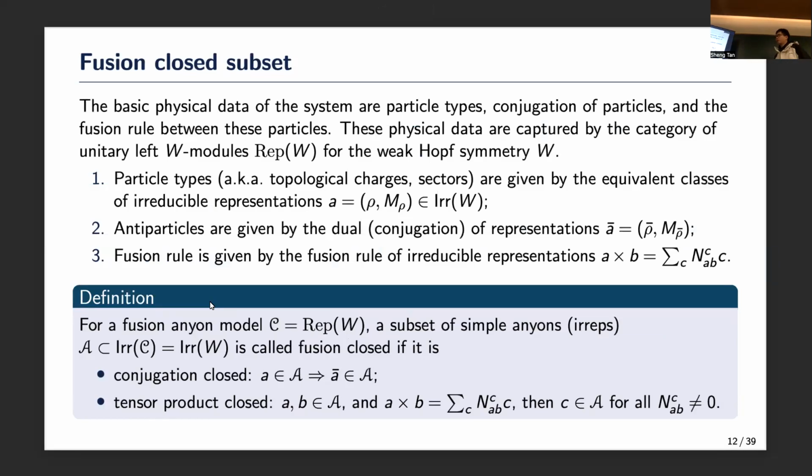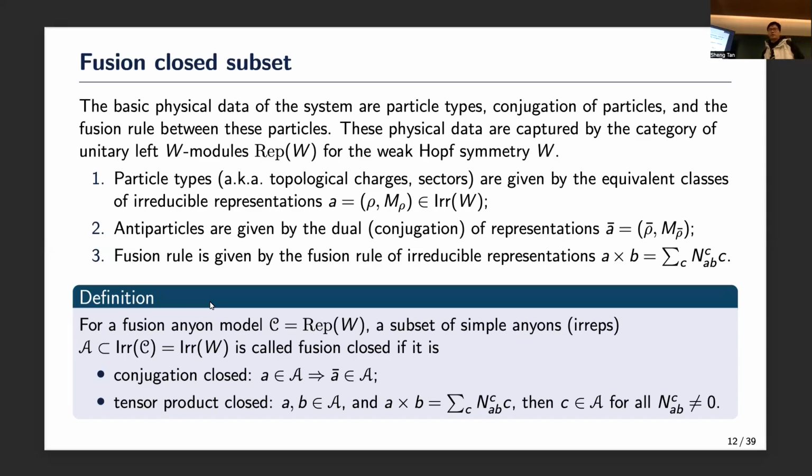And so the basic physical data of a system are particle types, conjugation of particles, and the fusion between these particles. And the physical data are captured by the category of some unitary categories, where in our talk, I will use the category Rep(W) for some Hopf symmetry W. And more precisely, particle types are given by the equivalence classes of irreducible representations, where we can write such a class as a pair rho and M_rho, where M_rho is the corresponding module here. And the antiparticles are given by the dual of representations. And the fusion rule is given by the fusion rule of the irreducible representations in this category.